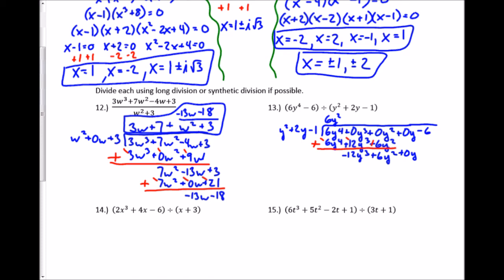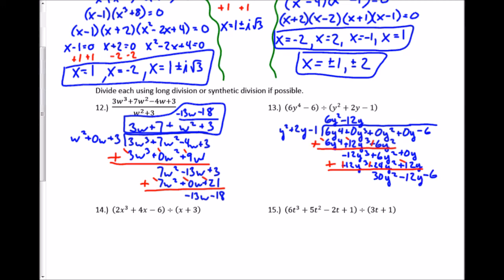Y squared times what gives me a negative 12y cubed? It's going to be a negative 12y. Now I multiply. That's a negative 12y cubed minus 24y squared plus 12y. Now I'm going to subtract, which is the same as adding the opposite. When I do that, it gives me a 30y squared minus 12y. I bring down the last term, which is the negative 6.